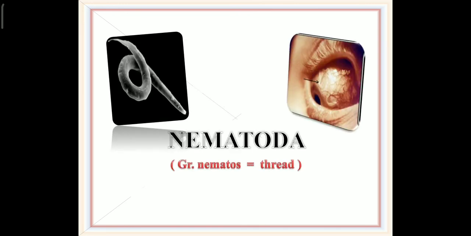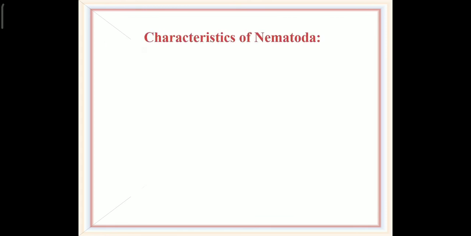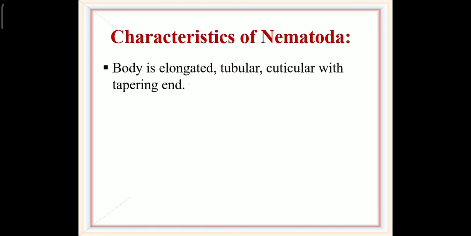And the fourth non-chordate phylum, that is the Nematoda. The name Nematoda is derived from nematos, which means thread. This is also called the threadworm or roundworm. Now let's discuss some of the important characteristic features of the Nematoda. The body is elongated, tubular, circular with tapering ends.